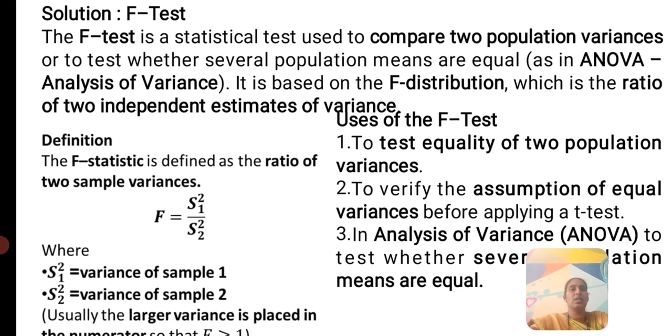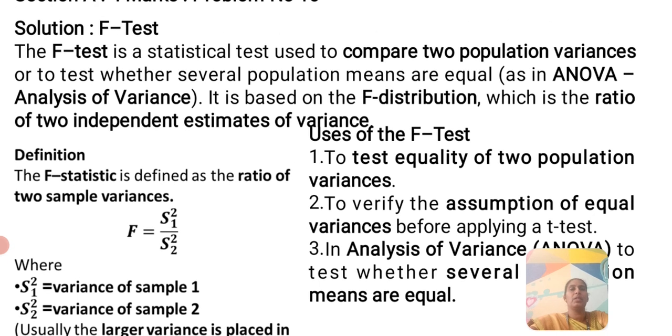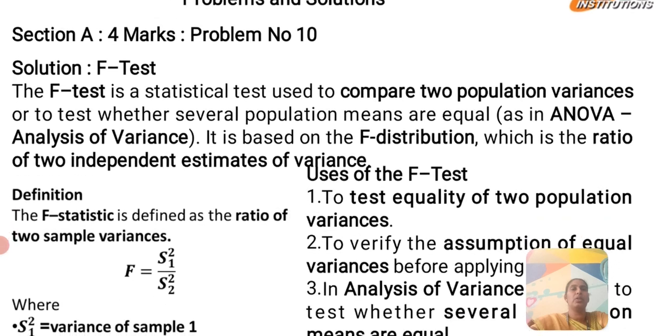The F test is one of three tests: the chi-square test, the t-test, and the F test. The F test formula is F equals S1 squared by S2 squared, that is, the larger sample variance over the smaller sample variance. For example, if we want to find the F test, we have to compare two populations.